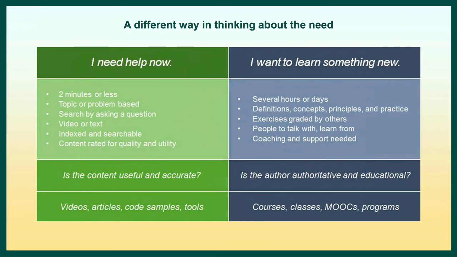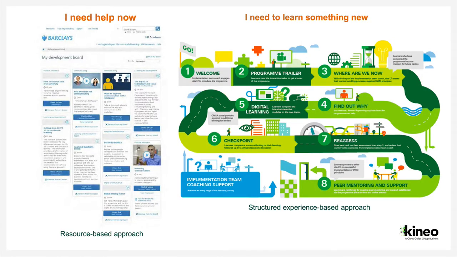Oftentimes when we're designing a piece of learning, we find that these are the two needs that we need to serve. Either I need help now, or I want to learn something new. And these two separate needs are best served by a different suite of offerings. For I need help now, we can provide a resource-based approach where the learner can go and search for the answers that they need through a library of different course content.